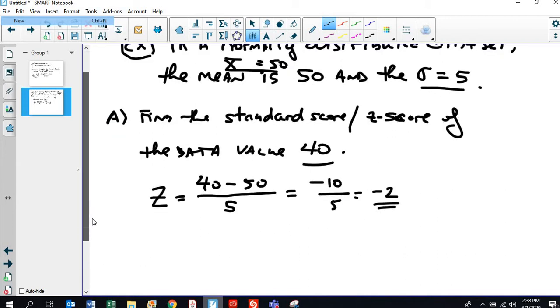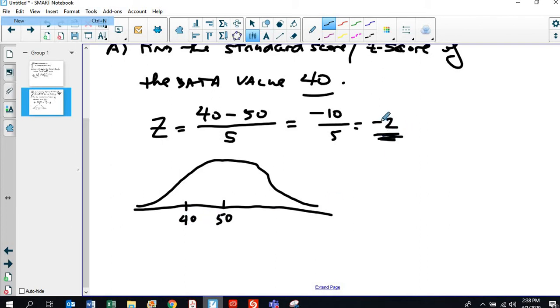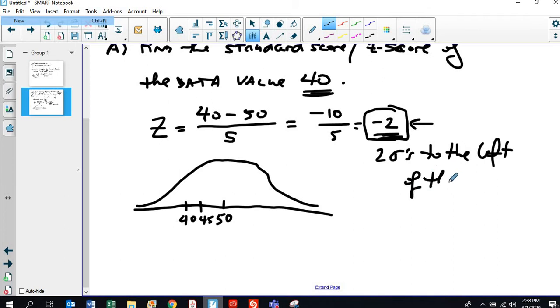Now, if we draw the normal distribution, just like for the 68, 95, 99.7 rule, I am not going to grade you on the quality of your graph, but I strongly suggest you graph this stuff out so that you know where things are. So 50 is the mean, 40 is somewhere over here, and that is 2 standard deviations away, but negative 2 standard deviations. Notice if I counted by 5, I'd get 45 and then 40. My z-score for the value of 40 is negative 2. What that represents is 2 sigmas to the left of the mean. That's what the standard score represents. It's a standardizing, a normalizing of your data set.